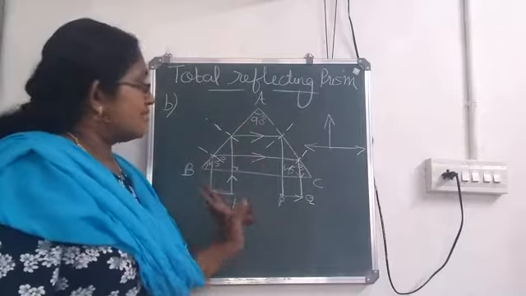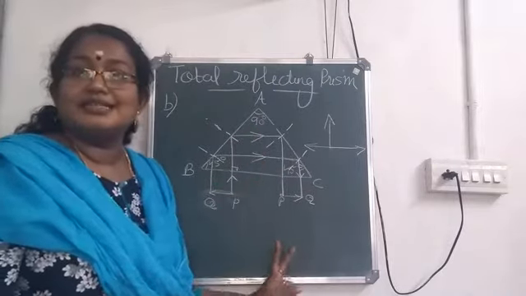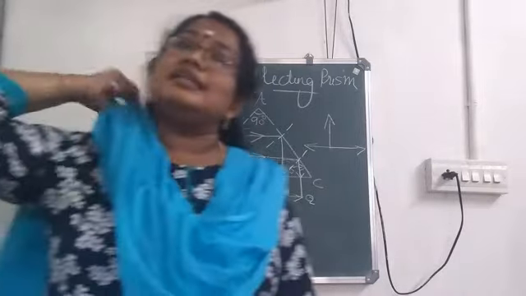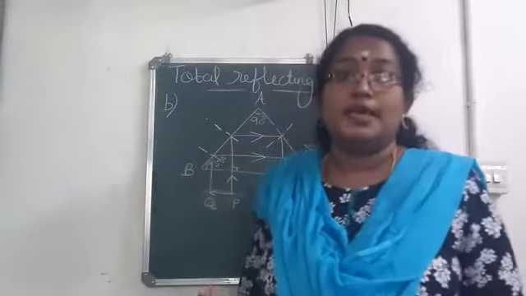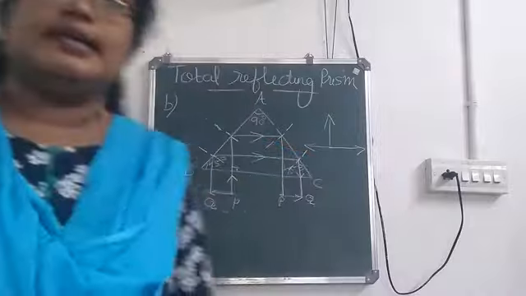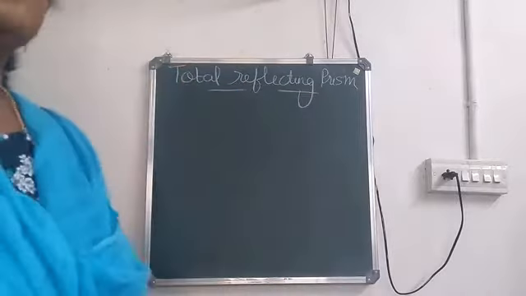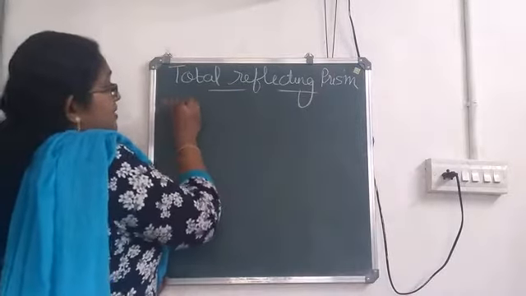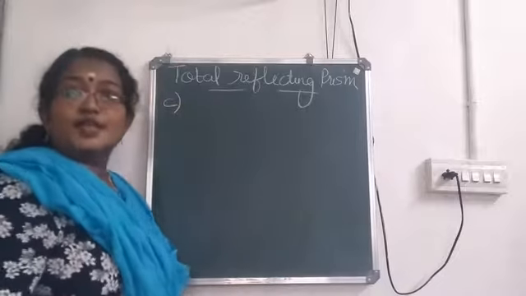Now here the ray gets deviated by 180 degrees and this is used in camera and binocular. Okay. So in camera and binocular we are using this. Is it clear? Now we will move to the third use. So do you remember what was the third use?